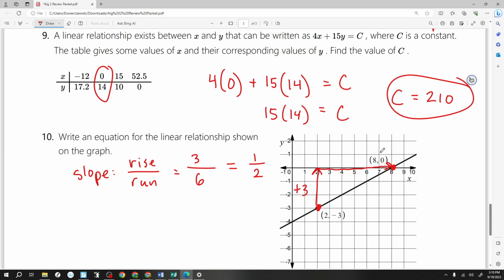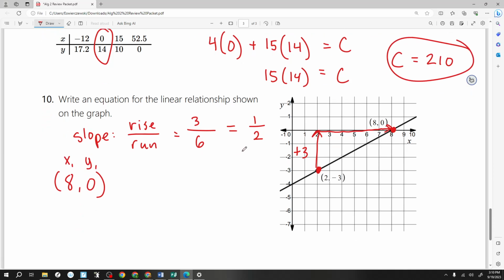What point looks easiest to use? Do we like negative numbers? Do we like 0? I like 0. I would use this point. x1, y1. So my equation would be this. Y equals 0 plus 1/2 x minus 8.